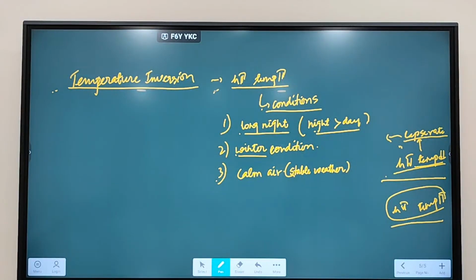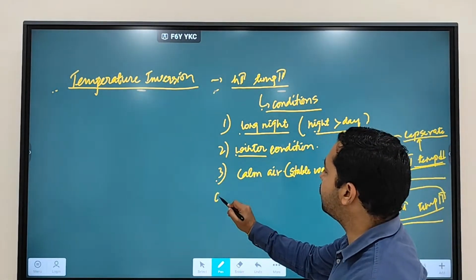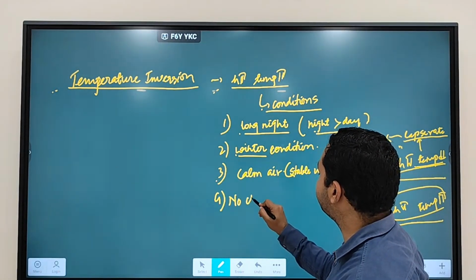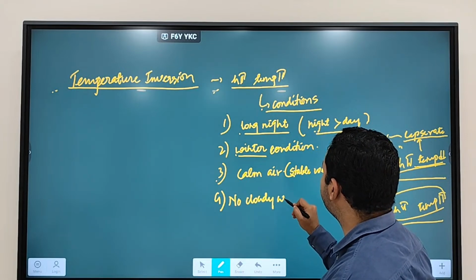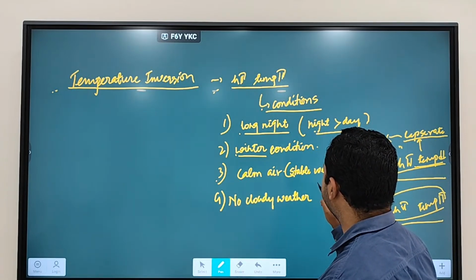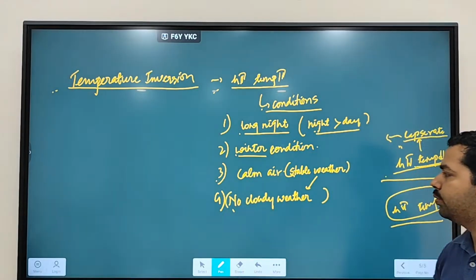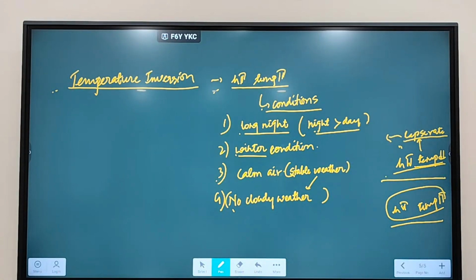Fine. Another important condition, the fourth thing, is no cloudy weather. It requires stable weather; no cloudy weather needs to be there. Fine. These conditions need to be fulfilled. Then it is going to be called the concept of temperature inversion. If these conditions are not there, then it will not be called a temperature inversion.